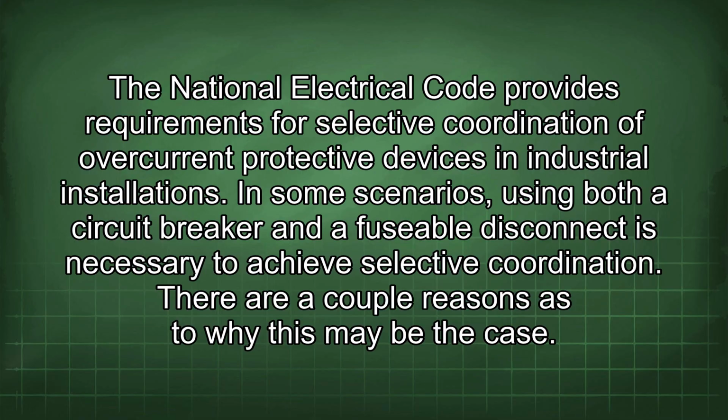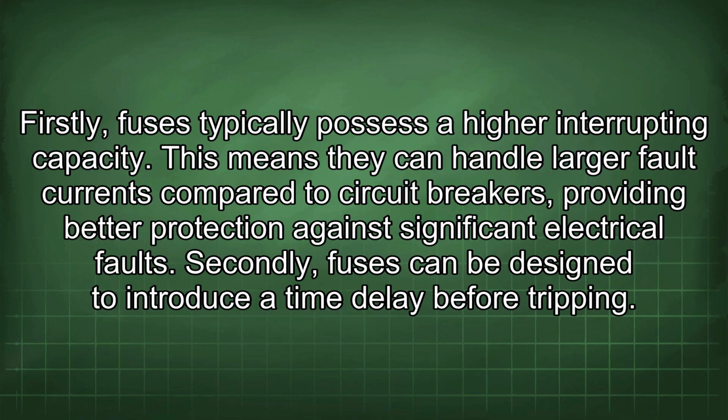In some scenarios, using both a circuit breaker and a fusible disconnect is necessary to achieve selective coordination. There are a couple of reasons why this may be the case. Firstly, fuses typically possess a higher interrupting capacity. This means they can handle larger fault currents compared to circuit breakers, providing better protection against significant electrical faults.